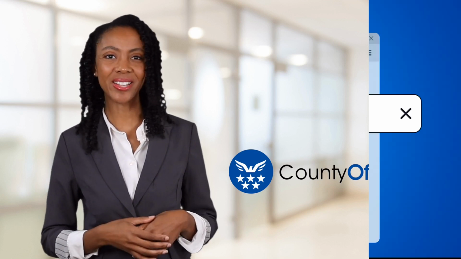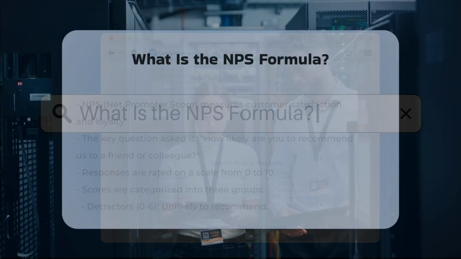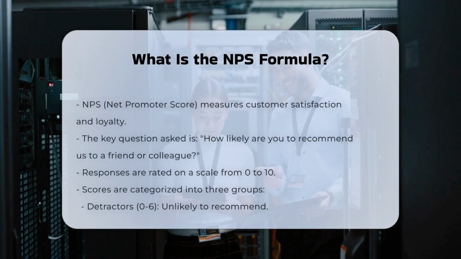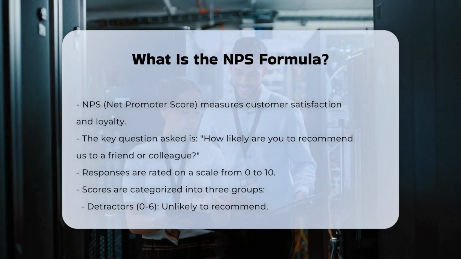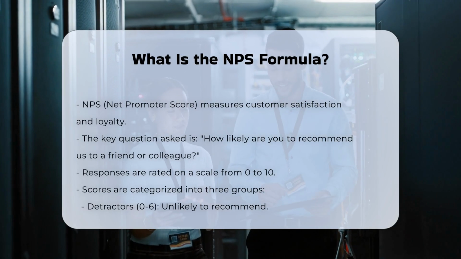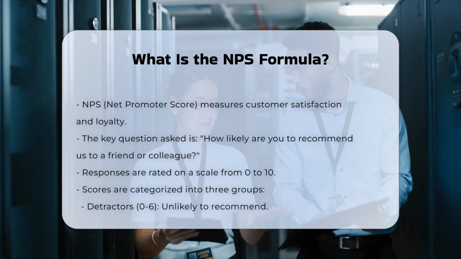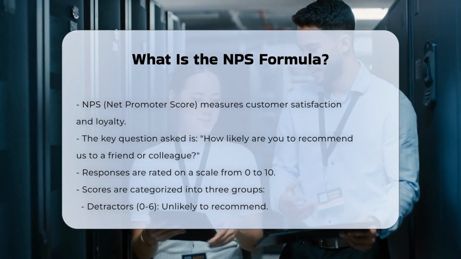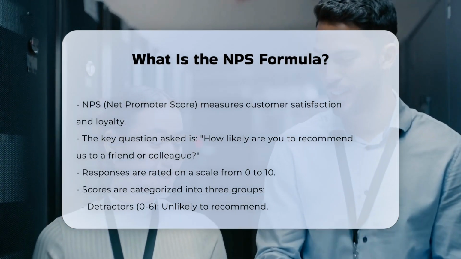Let's get started. What is the NPS formula? To understand the Net Promoter Score, NPS formula, let's start with the foundation of what NPS is. NPS is a metric used to measure customer satisfaction and loyalty by asking a simple yet powerful question: How likely are you to recommend us to a friend or colleague? This question is answered on a scale from 0 to 10, the scoring system.